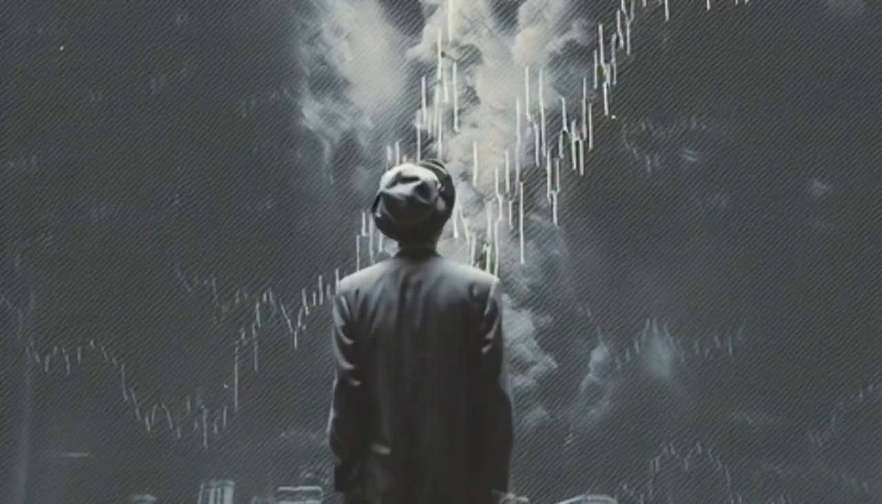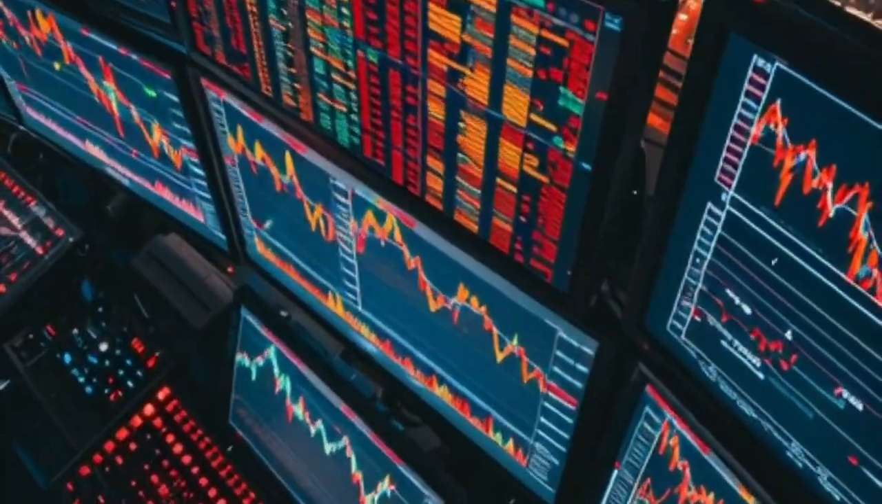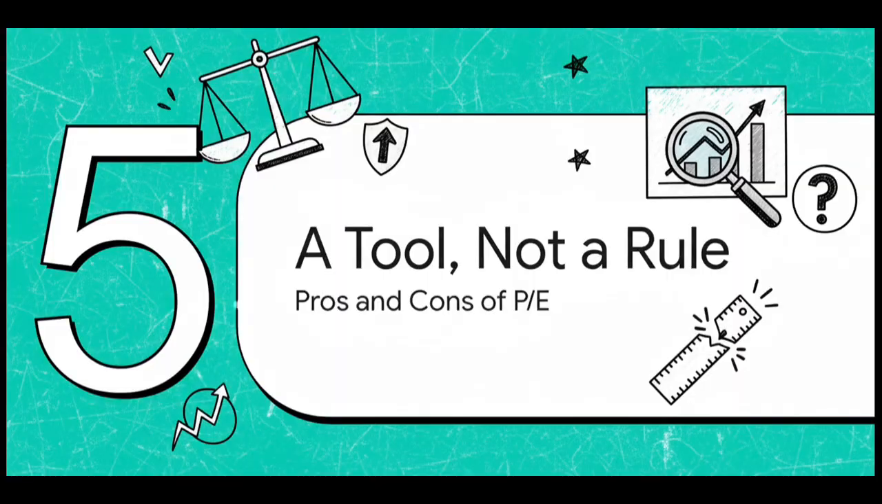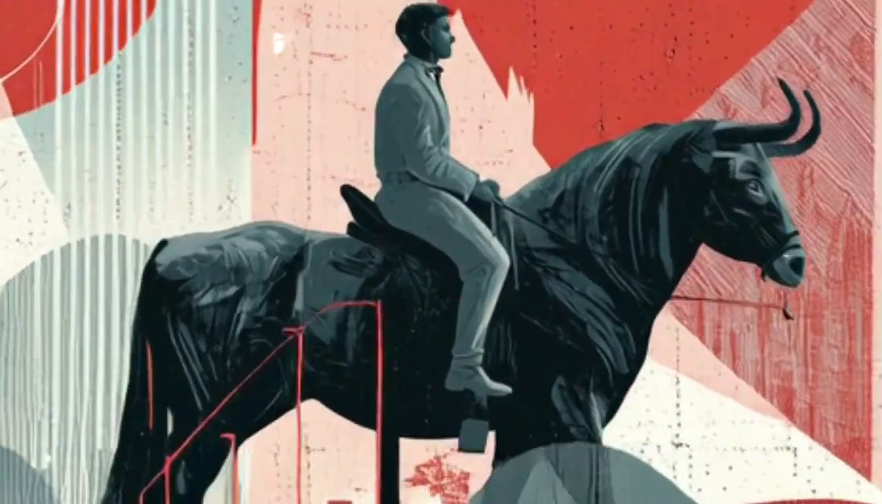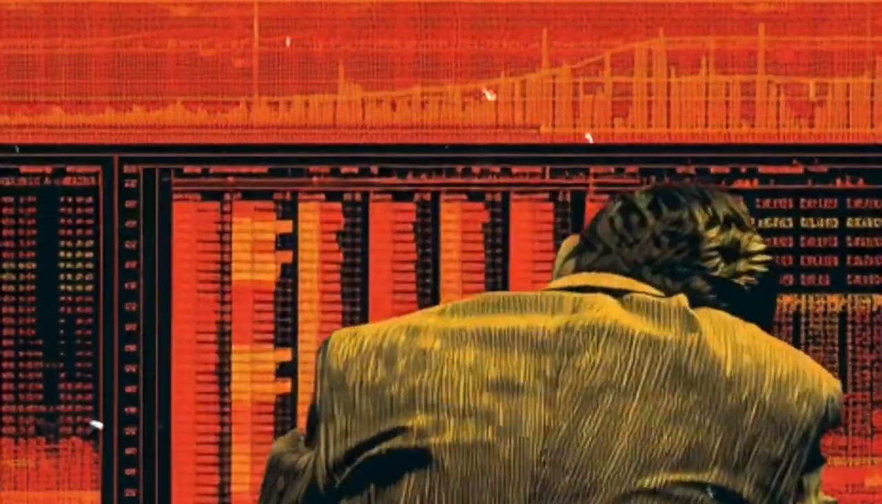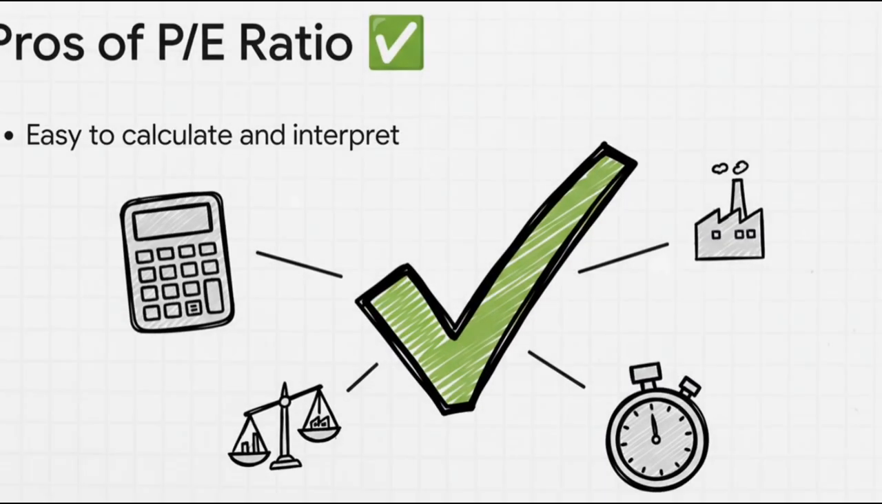All of this brings us to what might be the most important point of all. The PE ratio is a fantastic tool, an amazing starting point, but it is not a magic crystal ball. You have to know its strengths and its weaknesses. The good news? It's simple, it's so easy to calculate, and it gives you a really quick snapshot of how a stock is valued. And it's absolutely brilliant for comparing direct competitors in the same industry.